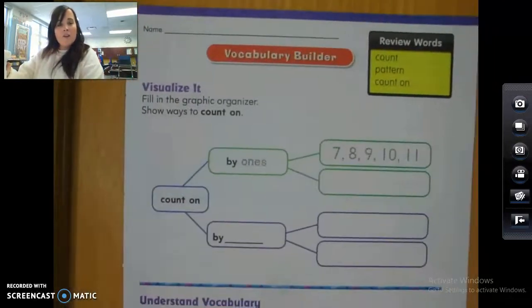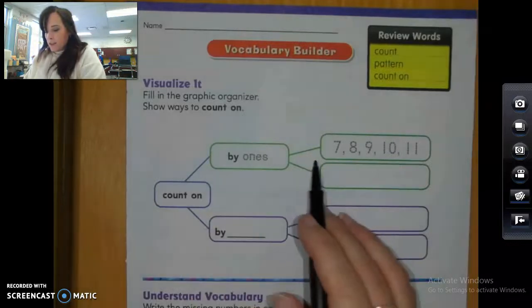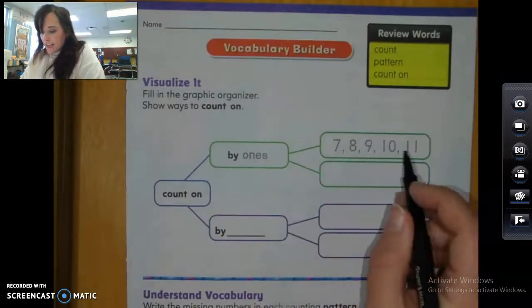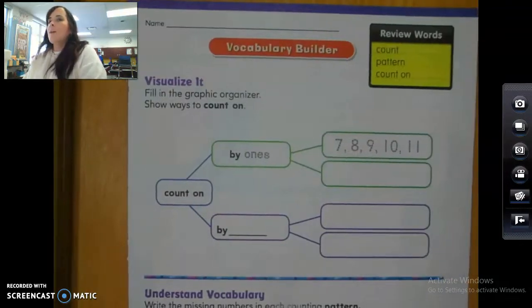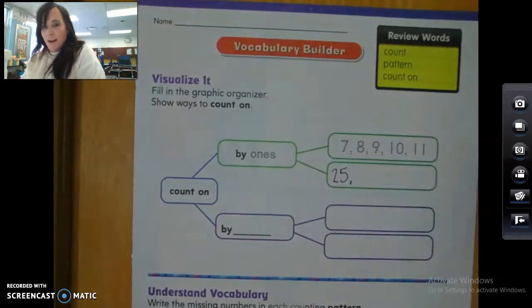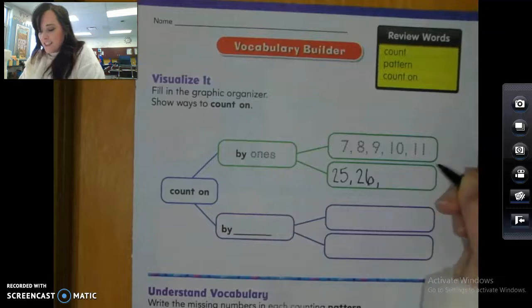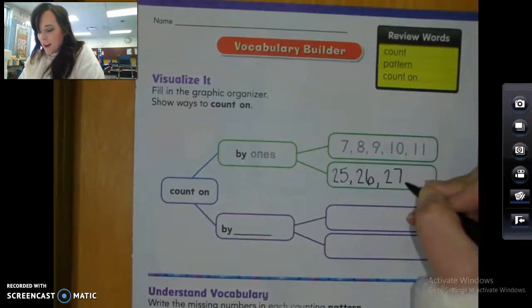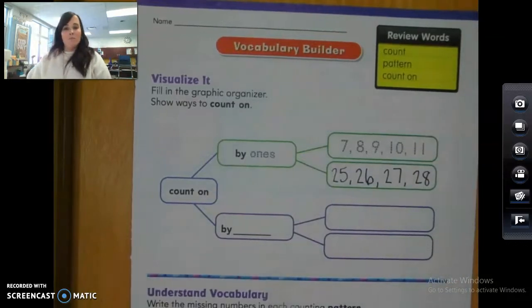Visualize it. Fill in the graphic organizer, show ways to count on. So count on by ones. So 7, 8, 9, 10, 11. What would come next? Well, we can start anywhere. Where do you guys want to start? Let's start with 25. So if we're starting at 25, we're counting by ones. What would come next? 25, 26, 27, 28. Okay, I'm going to stop there because I ran out of room.